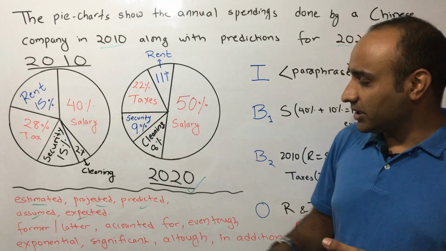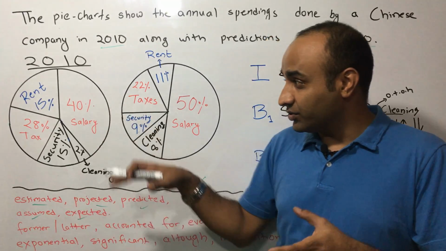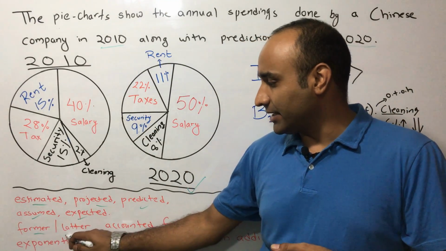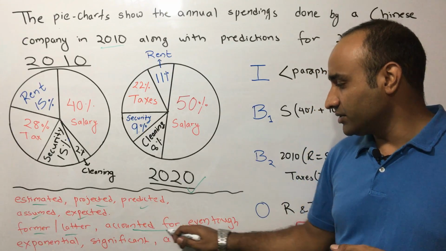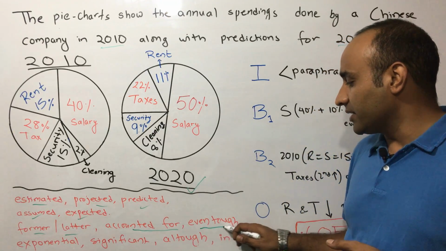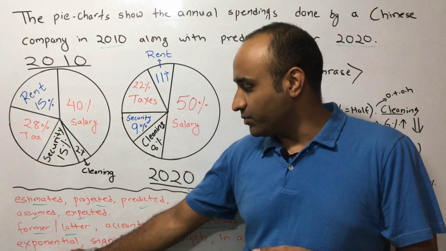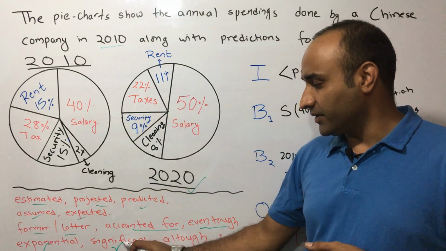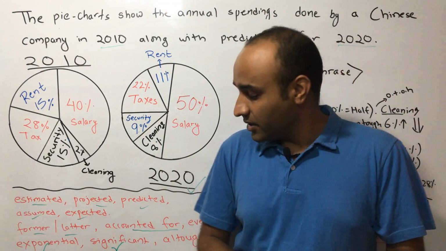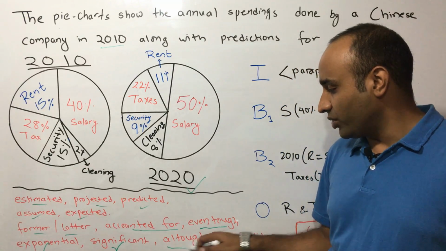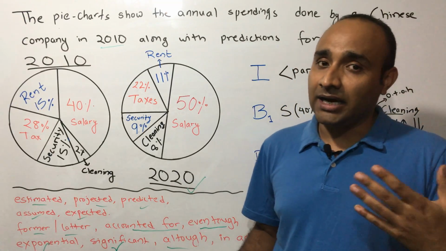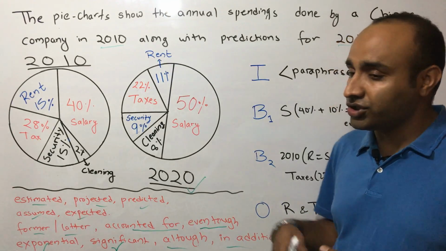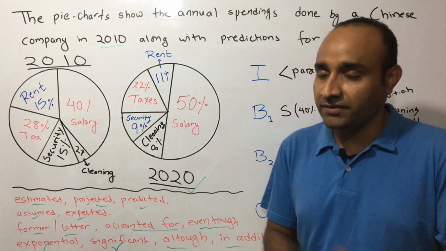So let me quickly tell you what kind of words I'm going to use to solve this. I'm going to use former, latter. I'm going to use accounted for. I will be using even though. I'll be using exponential to show the degree of growth. I'll be using significant once again for the same purpose. I will also be using joiners like although, and connectives like in addition, on the other hand, and stuff.